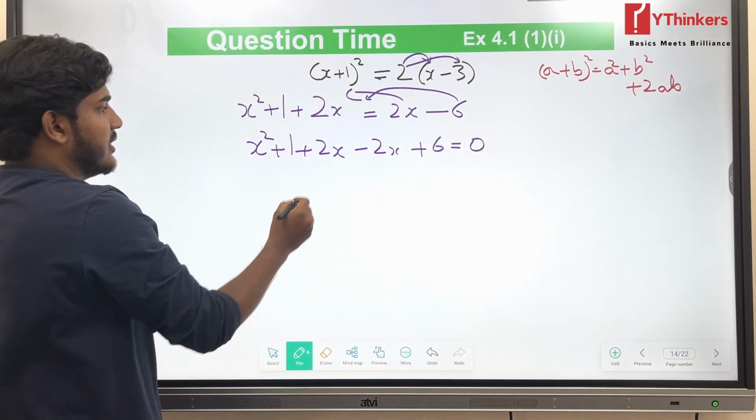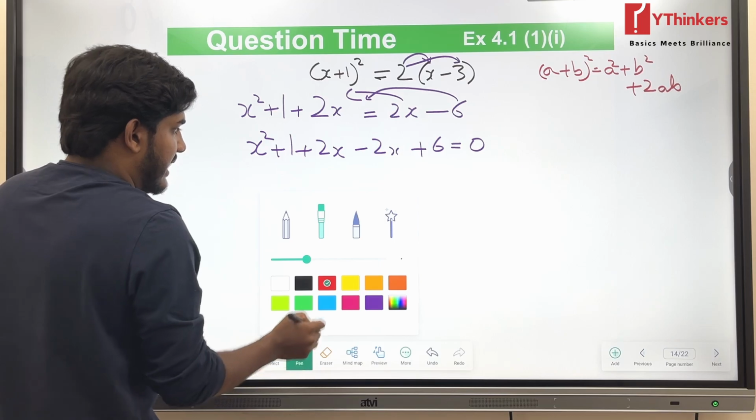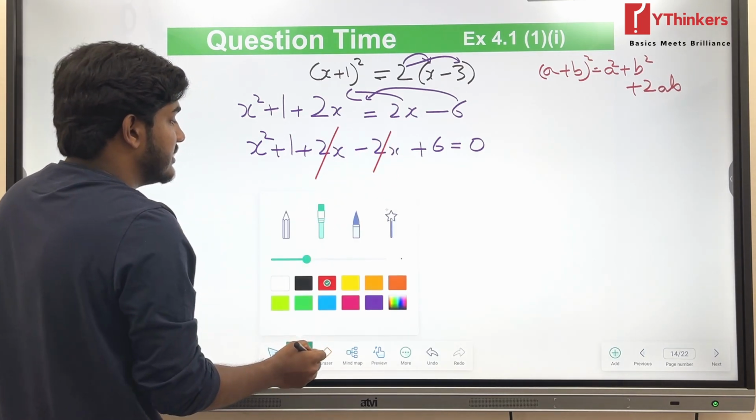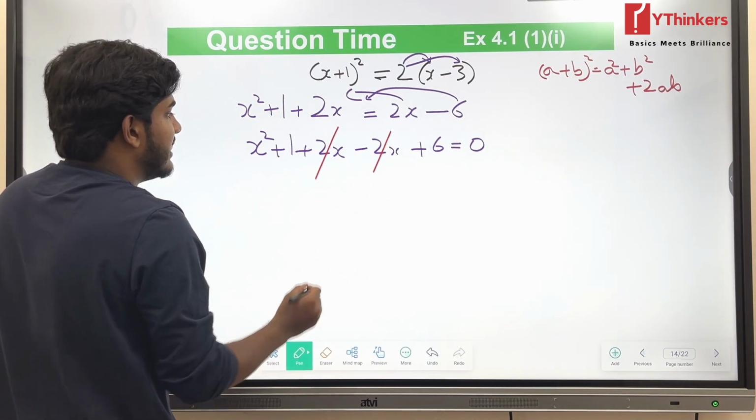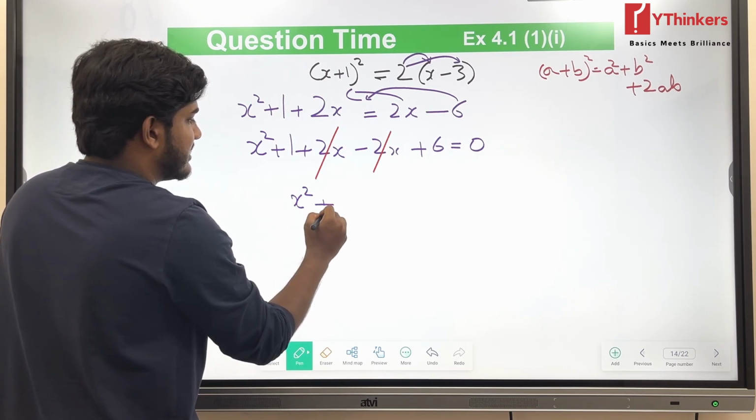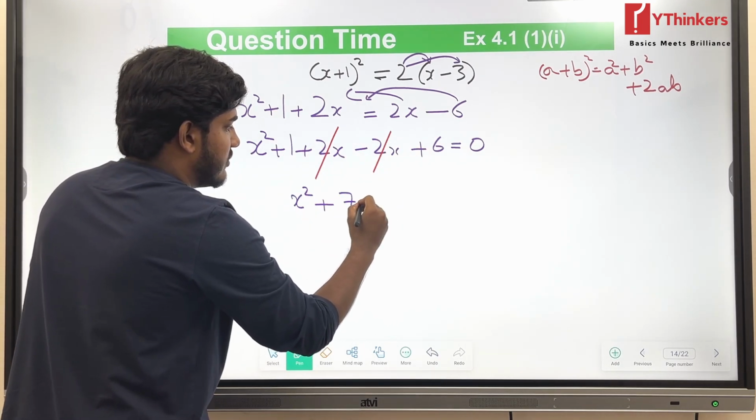to 0. Done. Plus 2x and minus 2x will cancel, so the remaining is x square plus 1 plus 6, which is 7, is equal to 0.